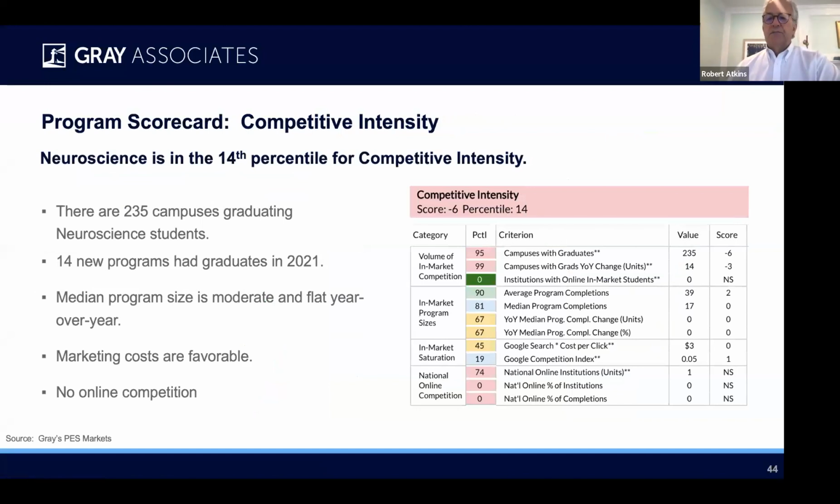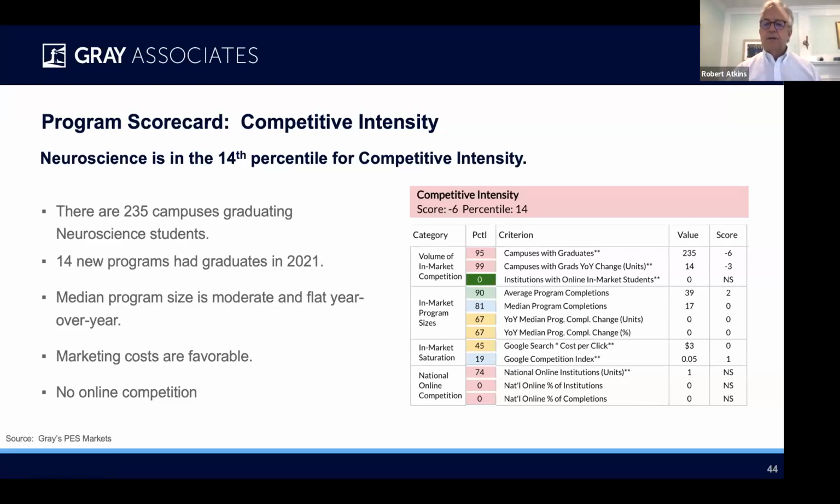Competition is pretty stiff. You won't be the first college to think of offering neuroscience. 235 other schools already do. 14 added the program last year or had their first completions last year. So people have smartened up and focused on this, but I still see it being fairly healthy. Median program completions are 17. If you think of that as a 4-year program, I've got at least 4 times that plus some attrition, so you've probably got 100, 120 students in this program at a college, a pretty healthy number.